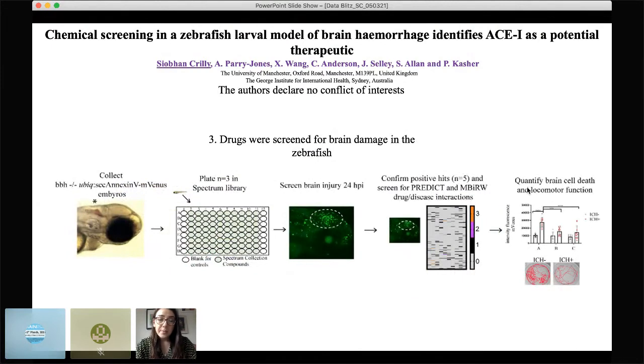So this led to the development of a drug screen, a manual drug screen in which we screen for this cluster of dying cells associated with hemorrhage at 24 hours. And then we've gone on to further characterize any neuroprotection with our functional assays and determine if we can find any novel therapeutics for intracerebral hemorrhage patients.